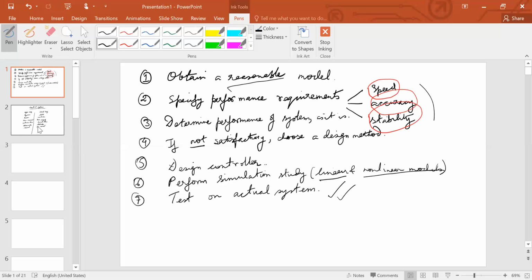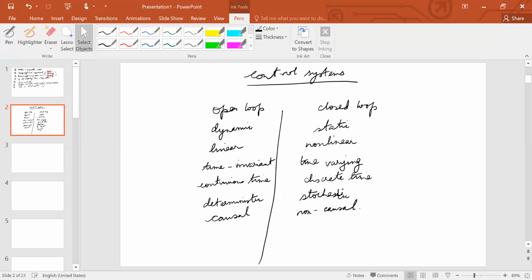So now having done this, for the sake of simplicity, we would like to classify the systems under study according to their various features. Of course, we've already seen what an open loop system and a closed loop system are. We've discussed that in the introductory lecture. So systems can be either open loop or closed loop. When there's no feedback, it's an open loop system. When there is an inherent feedback in the system, it's a closed loop system.